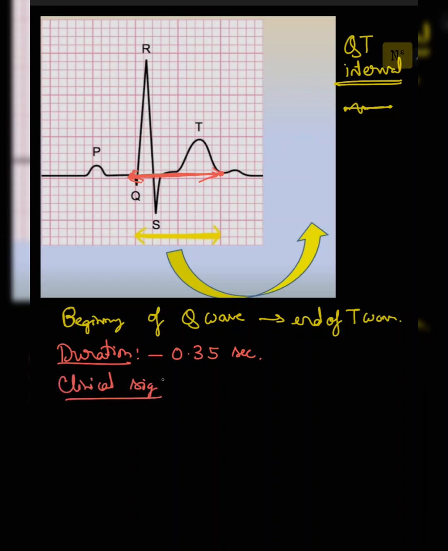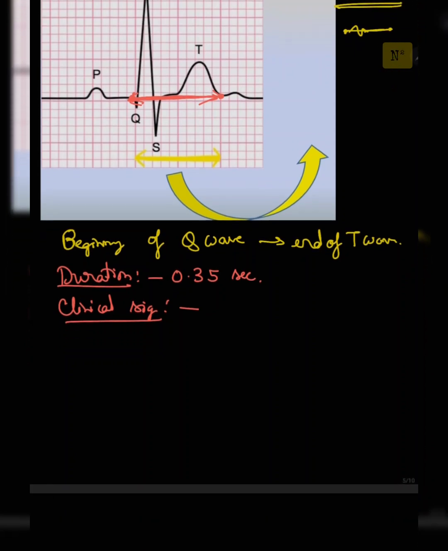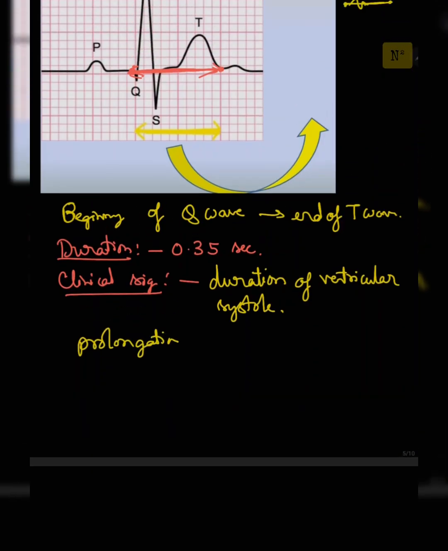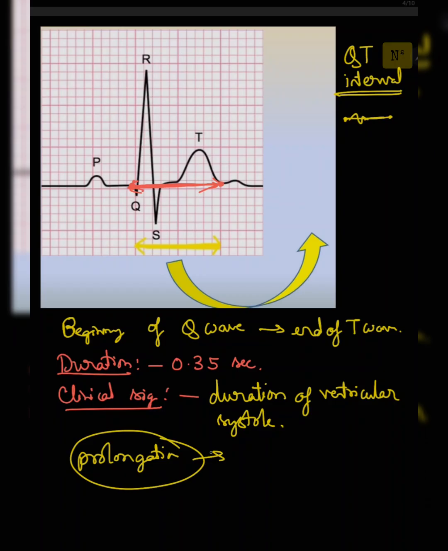The clinical significance of this interval is that it shows the duration of ventricular systole. If there is a prolongation of this interval, it is usually found in ventricular arrhythmias.